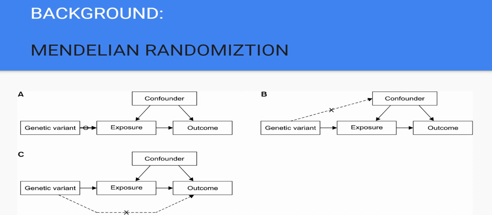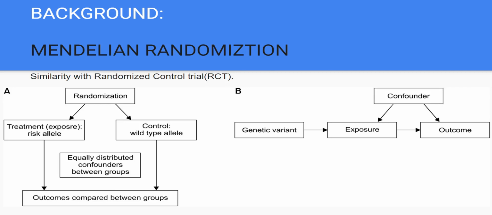the genetic variants should not be associated with the confounders. Over here you can see the cross: it should not associate with the confounders. Confounders are not a good thing. And here in C, the third assumption is that the genetic variant should influence the outcome only through the exposure. Here you can see that it should be only through the exposure, not the confounders. So these are the three assumptions for the Mendelian randomization study.